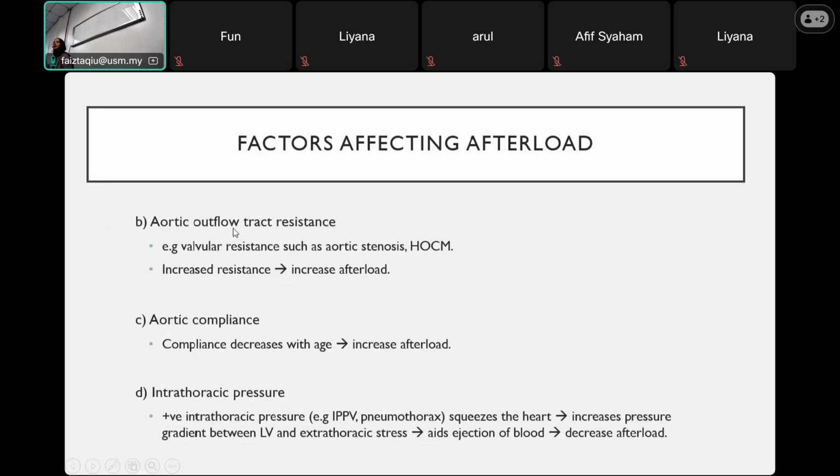Next is the aortic outflow tract resistance. When there is valvular resistance, an increase of the resistance will increase the afterload. Aortic compliance decreases with increasing age, and this increases the afterload. For intrathoracic pressure, positive intrathoracic pressure, for example in patients on IPPV or with pneumothorax, can squeeze the heart and increase the pressure gradient between the left ventricle and the extrathoracic space. It helps to eject the blood from the heart, and this will cause a decrease in the afterload.